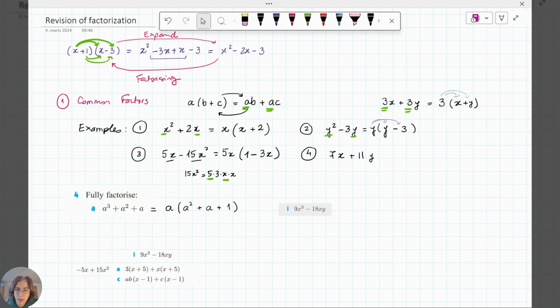Next one. We have over here 9x cubed minus 18xy. 9 is common to both terms, and so is x. So inside my bracket, I'm going to be left with x squared minus 2y. And this is the full factorization.